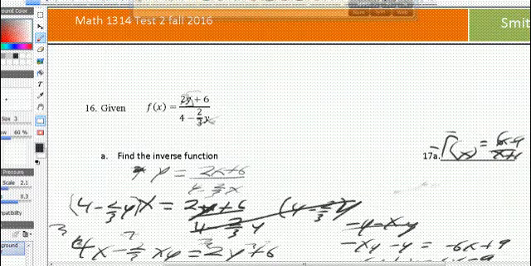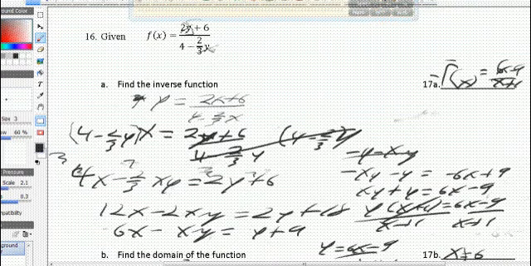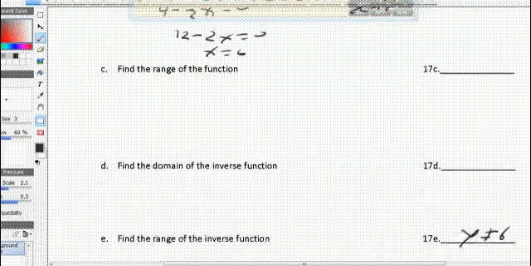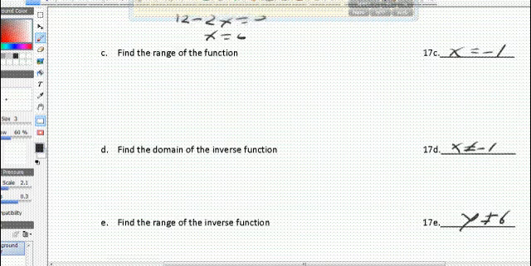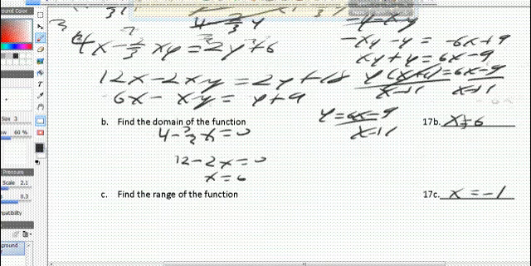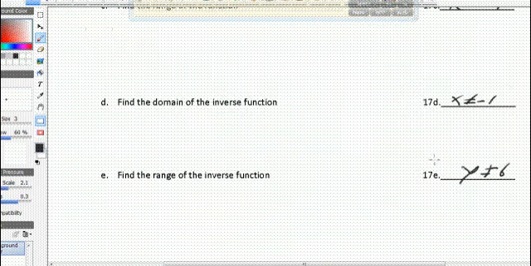So now I know the domain of this guy is x cannot be negative 1, which is the domain of the inverse. So that becomes the range of the function. The domain of the function, x cannot be 6, is the range of the inverse of the function. I got to clean that up.